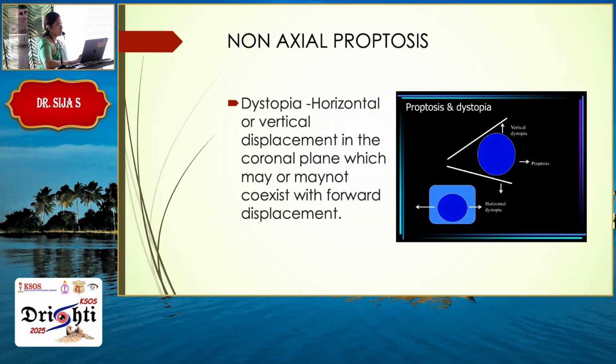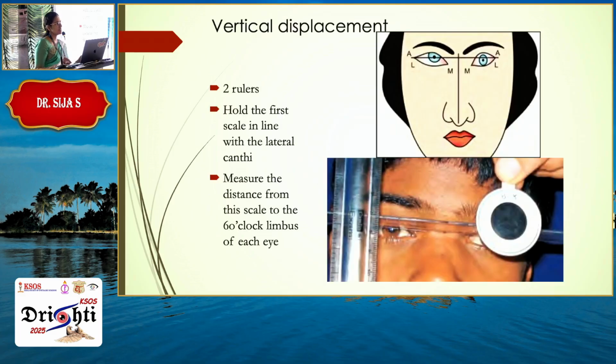Non-axial proptosis or dystopia is a horizontal or vertical displacement in the coronal plane, which may or may not coexist with forward displacement. To measure that, we need two rulers. For the vertical displacement, the first ruler is kept at the level of the lateral canthi and the second ruler is placed in front of the first ruler, and the distance from the scale to the 6 o'clock limbus is taken in both eyes. But in case of dystopia, it may be difficult to get the patient to look straight ahead, so we have to occlude one eye and ask them to take up fixation with the examining eye.